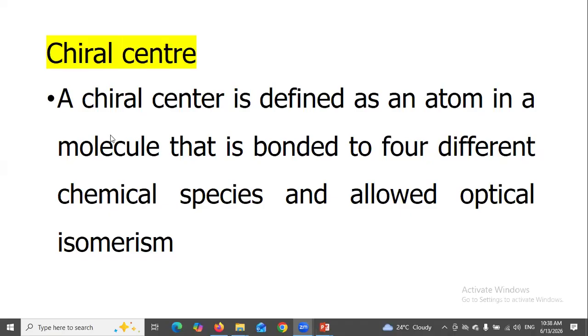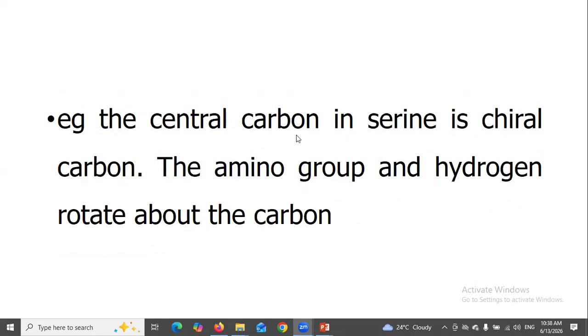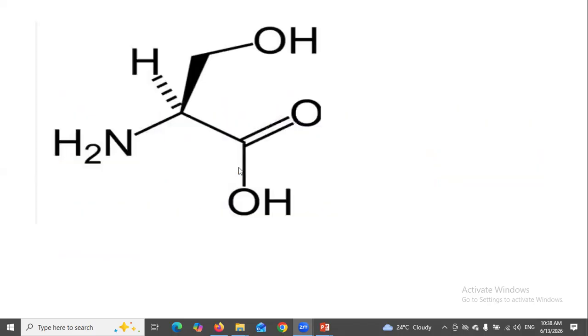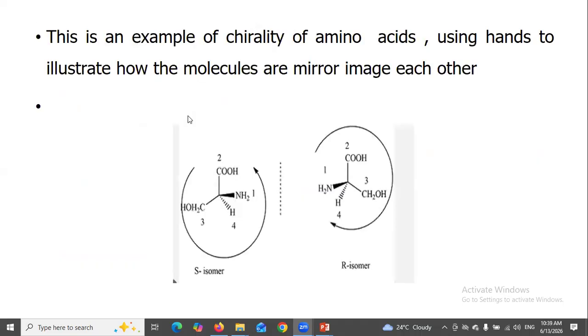Chiral center is defined as an atom in a molecule that is bonded to four different chemical species and shows optical isomerism. For example, the central carbon in serine is a chiral carbon, with the amino group and the hydrogen on the carbon. See, 1, 2, 3, 4 different types of substituents on this carbon.